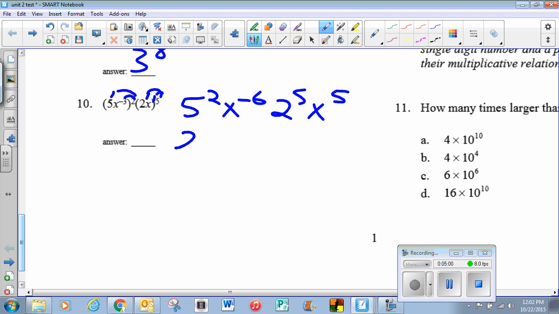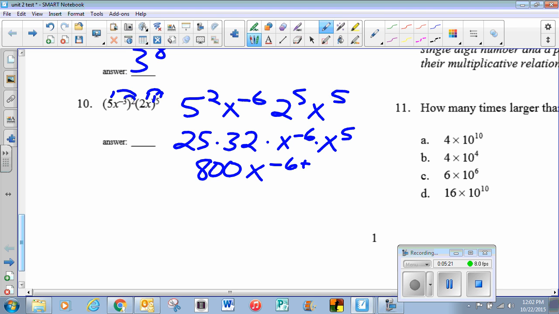I have 5 squared, or 25, times 2 to the 5th, or 32, times x to the negative 6 times x to the 5th. Notice I'm taking my time to show the steps to make sure I don't make a mistake. Now I can multiply 32 times 25 and get 800. And then I get x to the negative 6 plus 5, because when I multiply things with the same base, I add exponents. What's negative 6 plus 5? Negative 1.